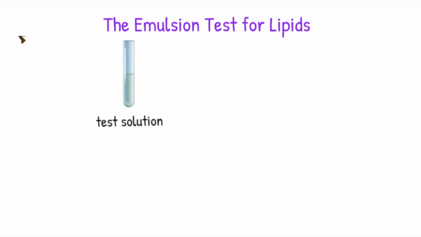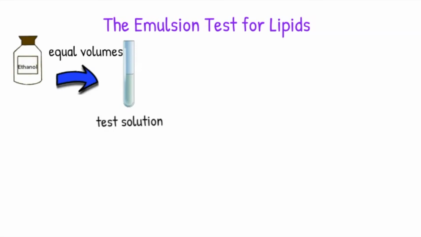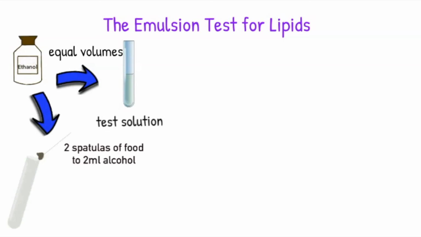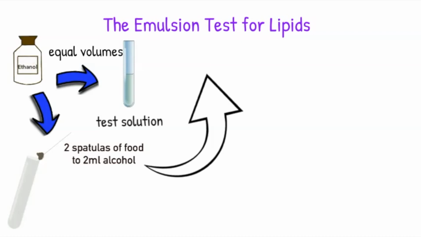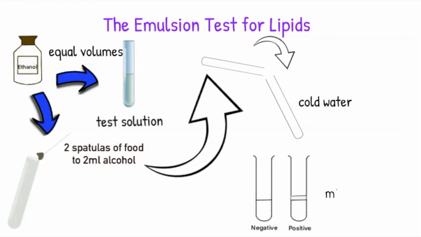The test for lipid involves 2 steps. First, if using liquid food, add equal volumes of the test solution and absolute ethanol, which is a clear colourless liquid. If it is solid food that you are using, grind up the food and add 2 spatulas of it to 2 millilitres of alcohol. Now shake vigorously for 30 seconds and allow any solid food to then settle. Then pour this gently onto cold water. If lipid is present, a milky white emulsion develops at the top of the tube. If no lipid is present, then no emulsion forms.